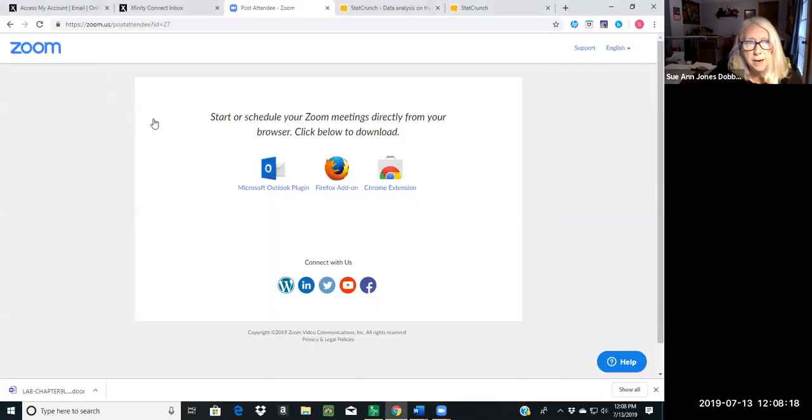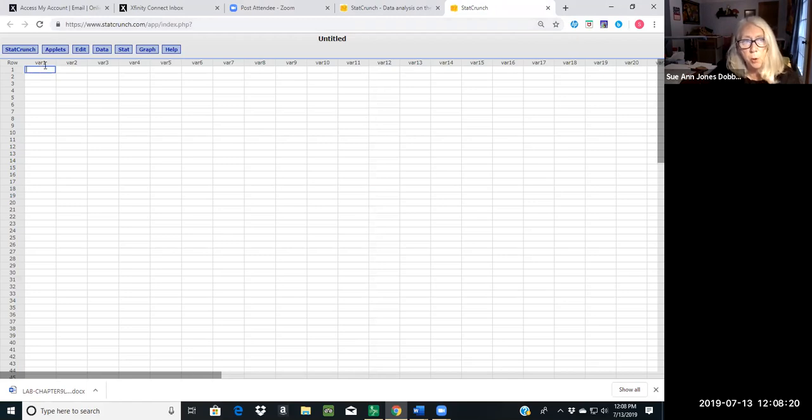And I'm going to go to StatCrunch. Now, what I'm going to do is put in the observed values. Okay, so observed values. And when you're running a test of equally likely outcomes, you don't have to put in the expected values. It can do that for you.